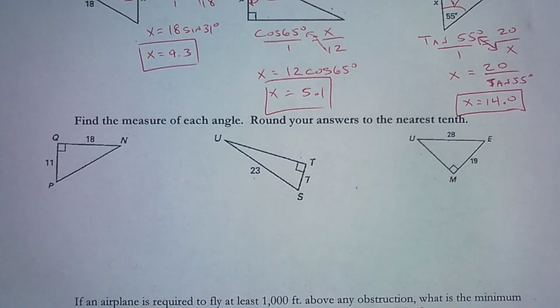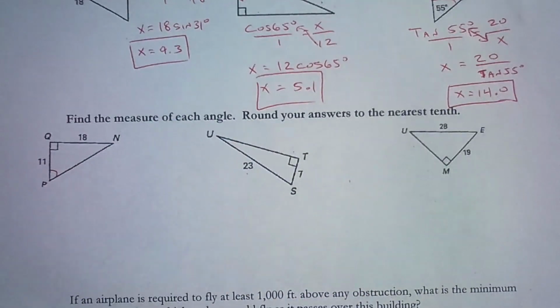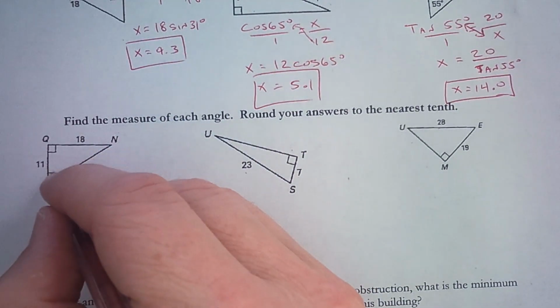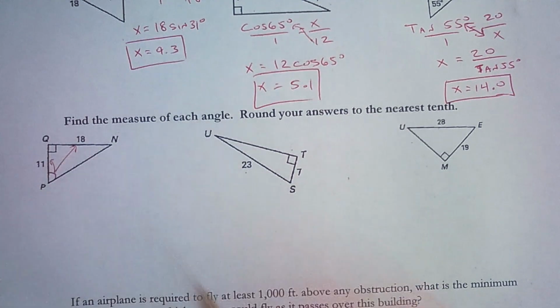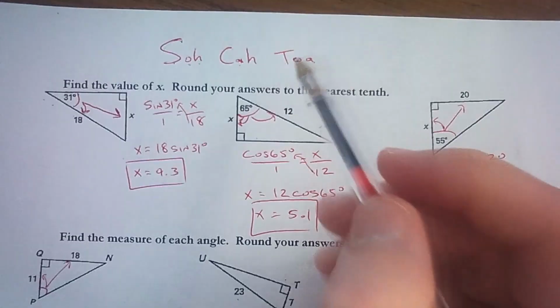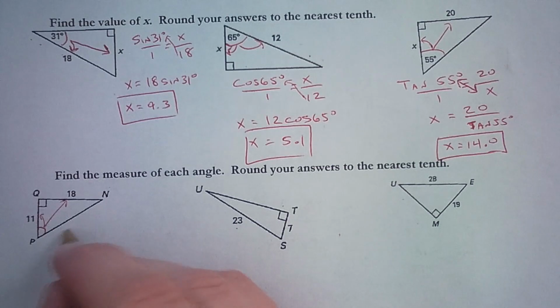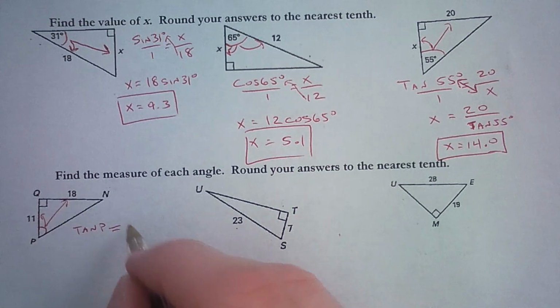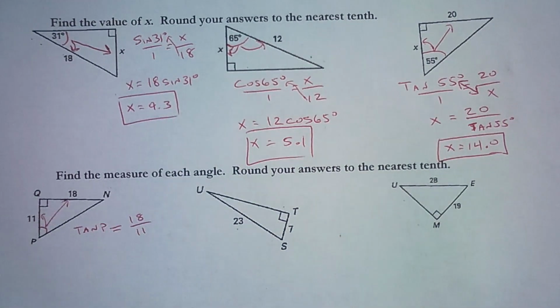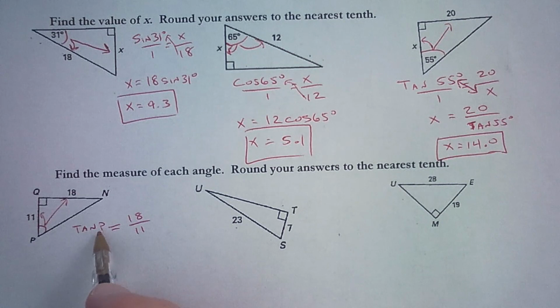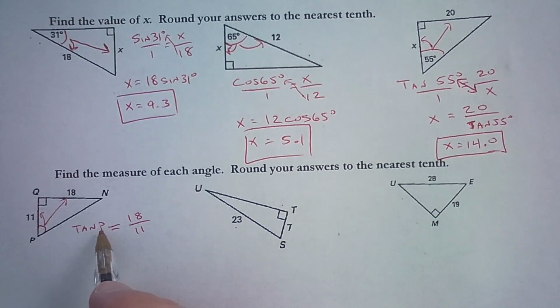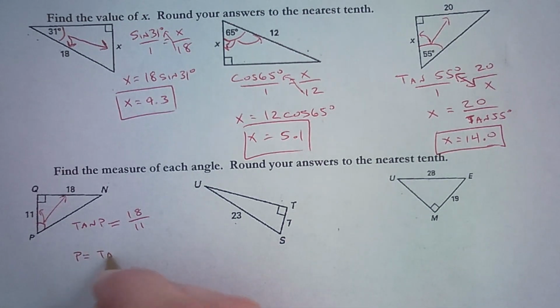Find the measure of each angle rounding to the nearest tenth. So let's start this one with angle P. We have the opposite leg and the adjacent leg, and that is tangent. So tangent P equals the opposite leg over the adjacent leg. Anytime the variable is the angle, we do an inverse. So P is the inverse tangent, 18 over 11.